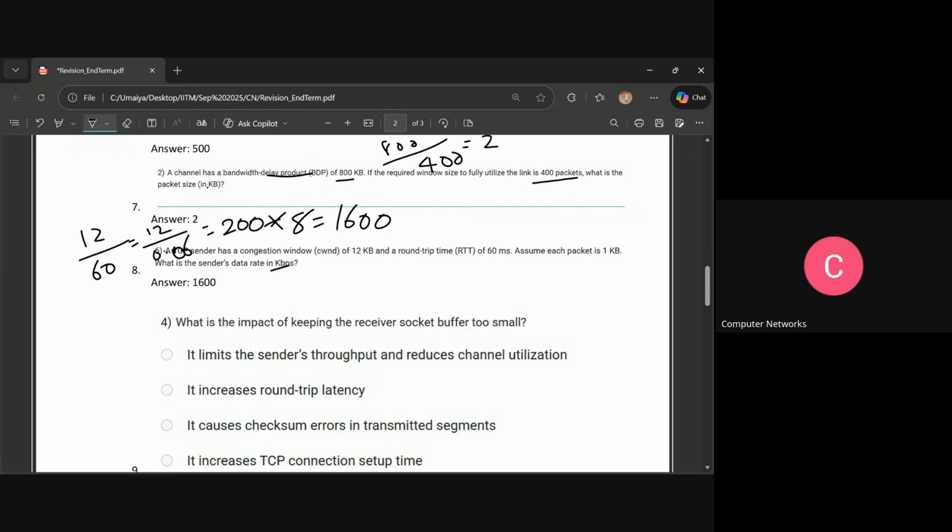So the next question is, what is the impact of keeping the receiver's socket buffer too small? It limits the sender's throughput and reduces channel utilization. That is true. It increases round trip latency: not true. It causes checksum error: not true. It increases TCP connection setup time: not true. The first one is correct. If the receiver's socket buffer is too small, the receiver window becomes small, so it will affect the throughput. Even if the network can handle more, the window size is too small, so they cannot completely utilize the available bandwidth. So the answer is, it limits the sender's throughput and reduces channel utilization.